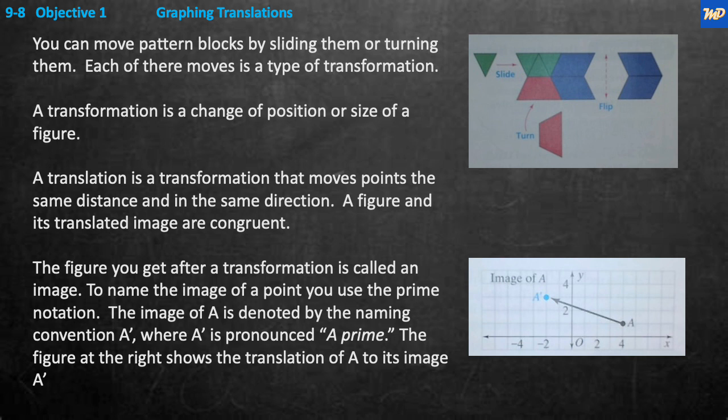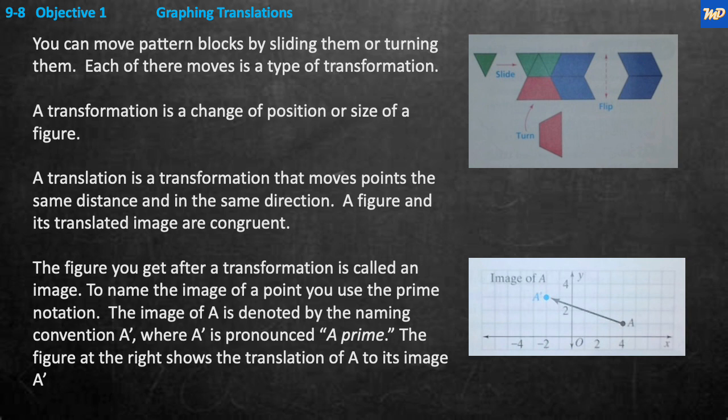So if you move this triangle to the right, you're changing its position but not its size. A translation is a transformation that moves points the same distance and the same direction. A figure and its translated image are congruent. So you can translate these all day long and put them anywhere you want. They remain congruent. The figure you get after a transformation is called an image.